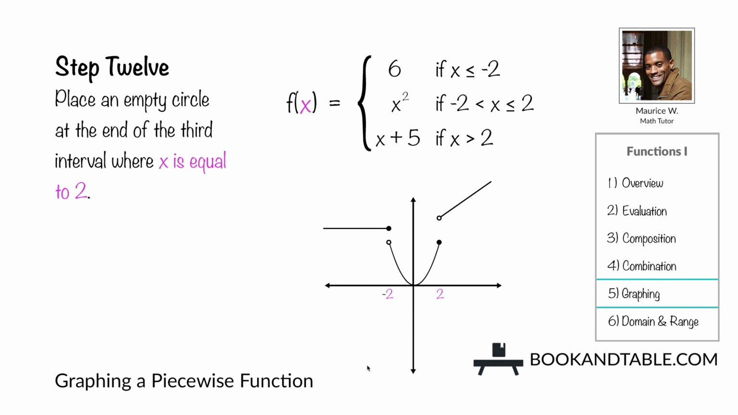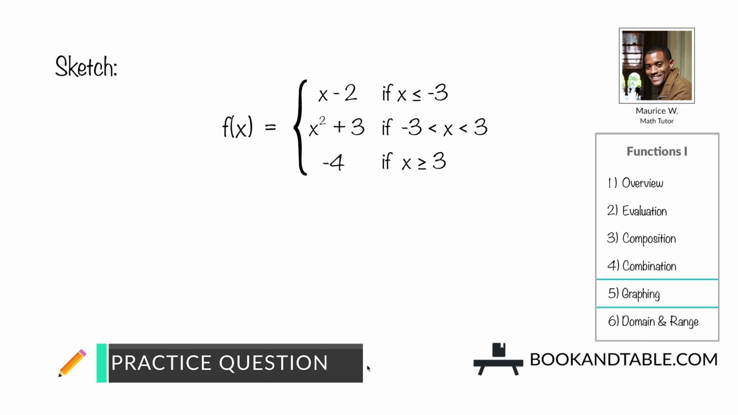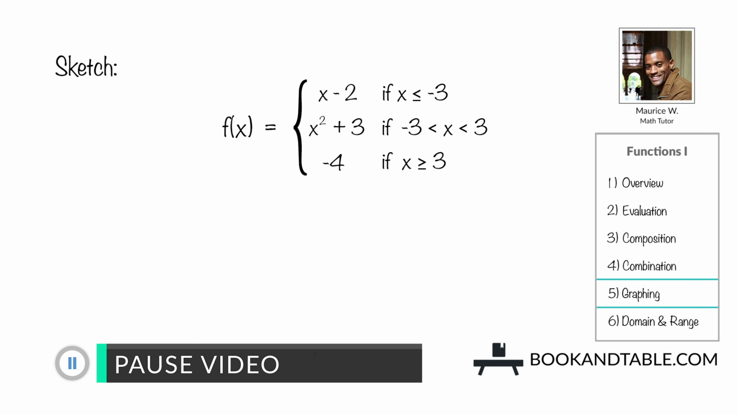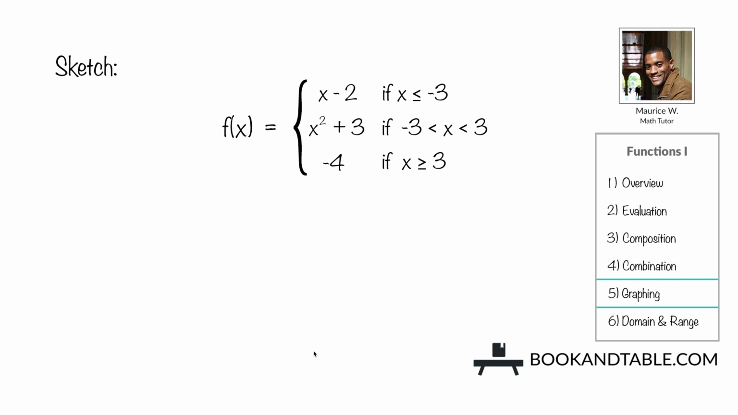So that is how we go about graphing a piecewise function. Let's now have you complete a practice question. Sketch f of x is equal to x minus 2 if x is less than or equal to negative 3. F of x is equal to x squared plus 3 if negative 3 is less than x, which is less than 3. And f of x is equal to negative 4 if x is greater than or equal to positive 3. Pause the video, answer this question, and then press play when you are ready to begin.